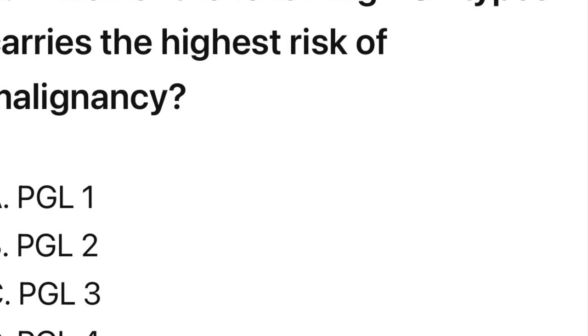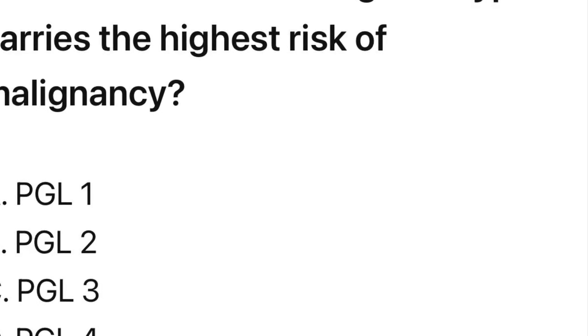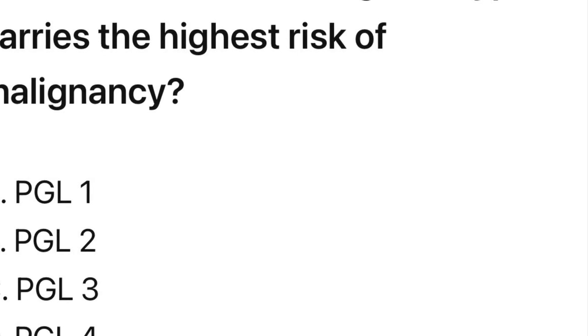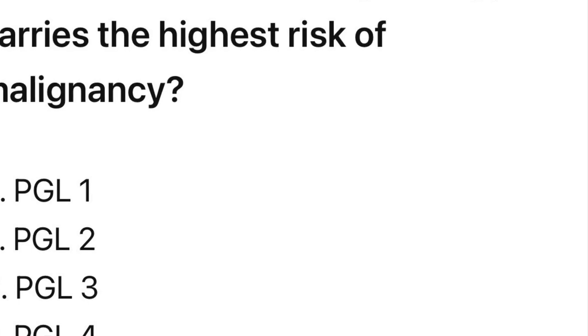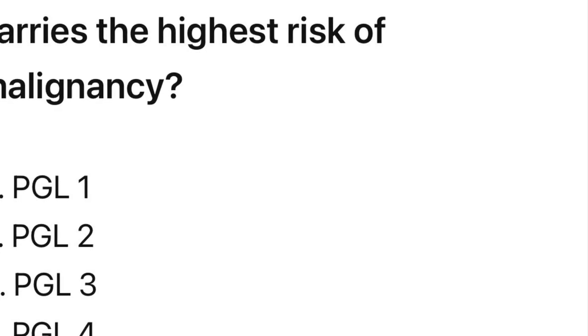So head and neck paraganglioma most commonly occur because of PGL type 1. If I ask you exclusively head and neck paraganglioma occur in which type, then answer will be paraganglioma type 2, because paraganglioma type 2 occurs almost exclusively in the head and neck, but it is extremely rare.